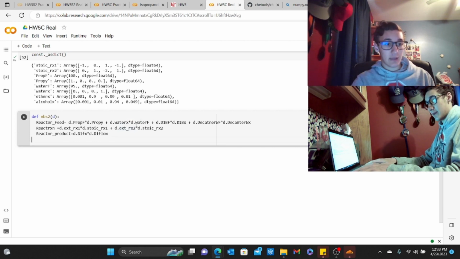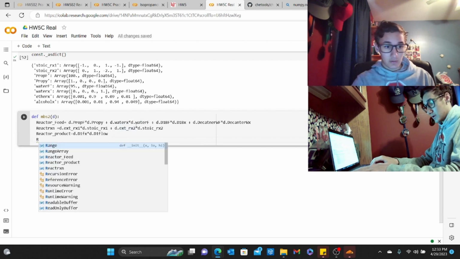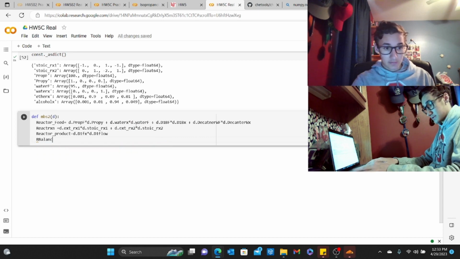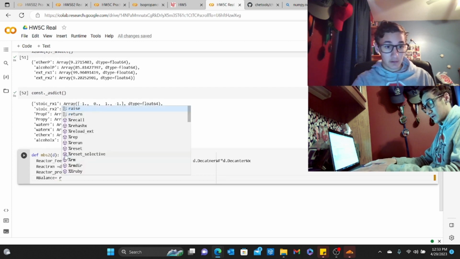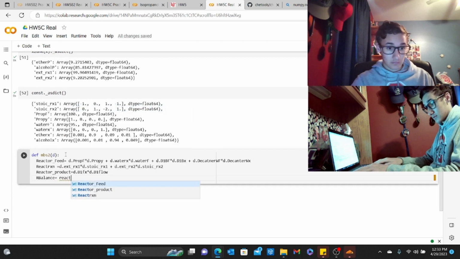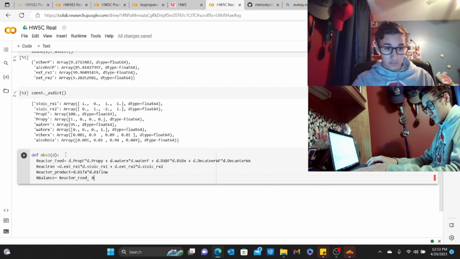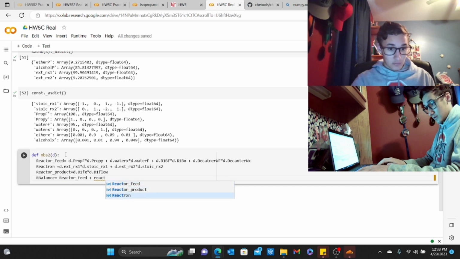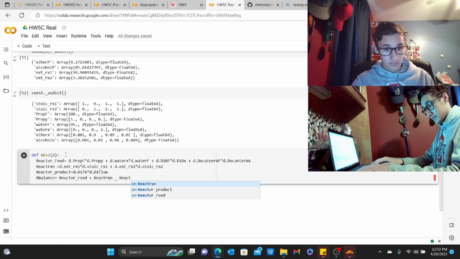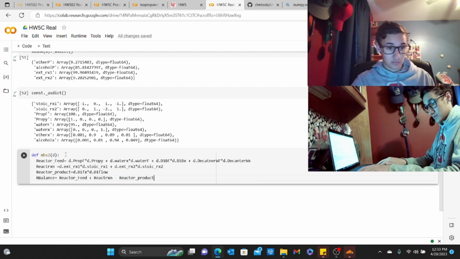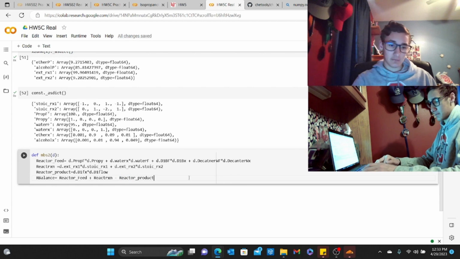Oh no, we have to do a reactor balance. That's going to be another one. We need to do a reactor balance, which is basically reactor feed plus reactor RXN subtracted by the reactor product, and we want this to be 0. So we've got that. I don't know if we need to dictionary these or not, but again, we'll learn.